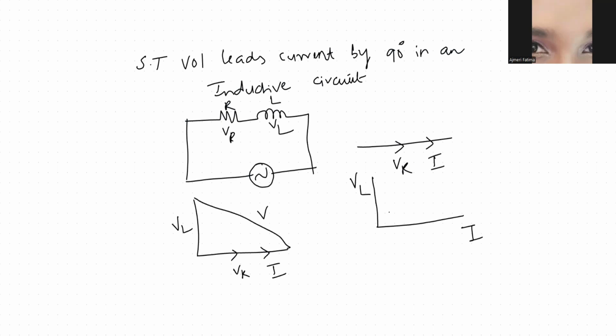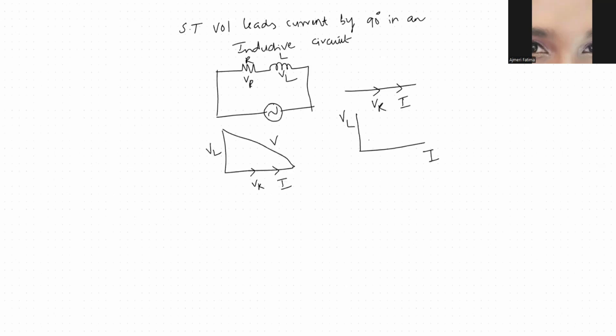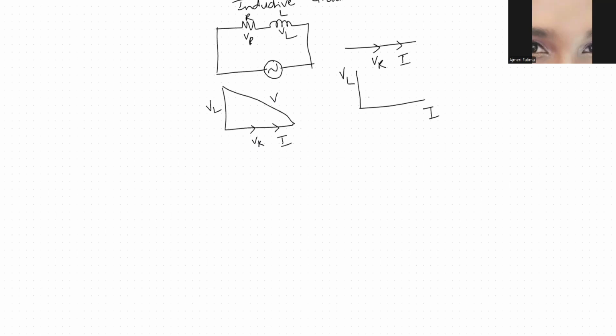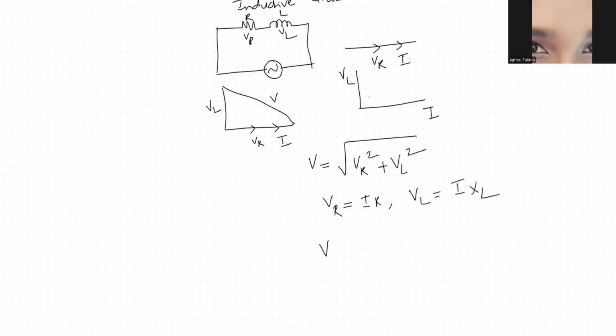So if you apply Pythagoras theorem, what does Pythagoras theorem state? Hypotenuse square is equal to the two sides' squares. So I can write V is equal to under root VR square plus VL square. What is VR? Voltage across resistance, that is I into R, nothing but Ohm's law. What is VL? I into XL. Just substitute this. So what is XL? Inductive reactance. So if you substitute, you'll get I into R whole square plus I into XL whole square.